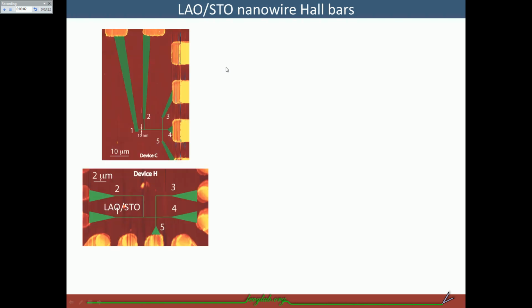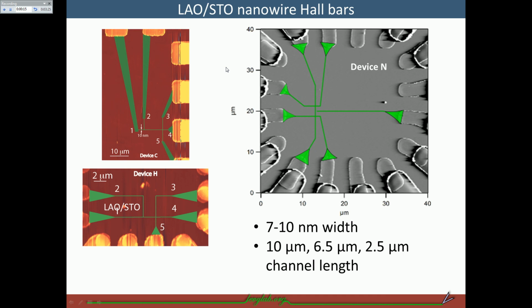With this technique, we can create different kinds of nanostructures, like device C, device H, a cobalt structure of previous design, and the newest design with device N. We can write a cobalt structure and use this side gate to locally control the structure we write.